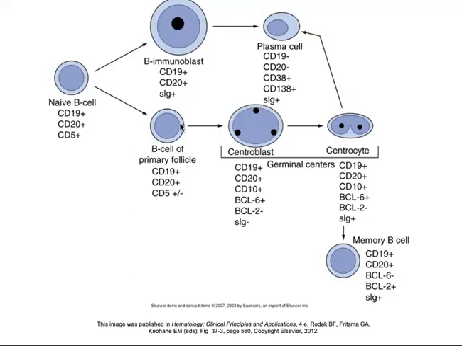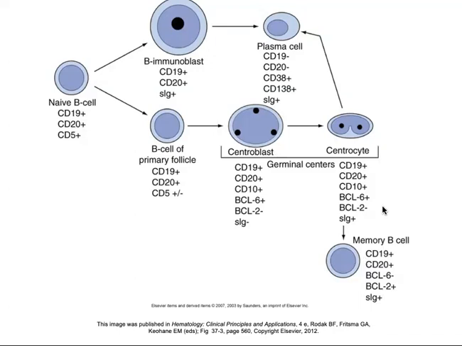Surface immune globulin. If it's giving me a variable CD5, then I may be looking at a B cell of a primary follicle. If you're looking at a BCL2 negative, then we might be looking at a centroblast. If you're looking at the same thing, but more like a memory B cell, which is BCL2 positive, then it would be more like a differentiated B cell, right?